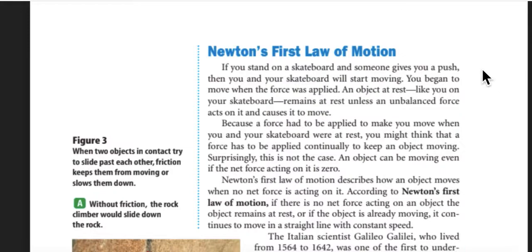Newton's first law of motion. If you stand on a skateboard and someone gives you a push, then you and your skateboard will start moving. You began to move when the force was applied. An object at rest, like you on the skateboard, remains at rest unless an unbalanced force acts on it and causes it to move. Because a force had to be applied to make you move when you and your skateboard were at rest, you might think the force has to be applied continually to keep an object moving. Surprisingly, this is not the case. An object can be moving even if the net force acting on it is zero.